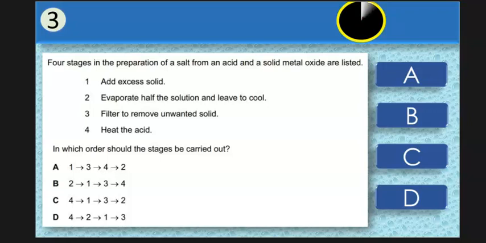4 stages in the preparation of a salt from an acid and a solid metal oxide are listed. 1. Add excess solid. Evaporate half the solution and leave to cool. Filter to remove unwanted solid. Heat the acid. So arrange in which order you think should be appropriate.